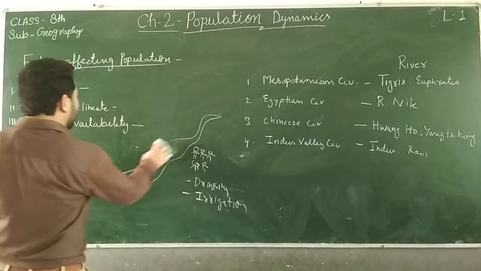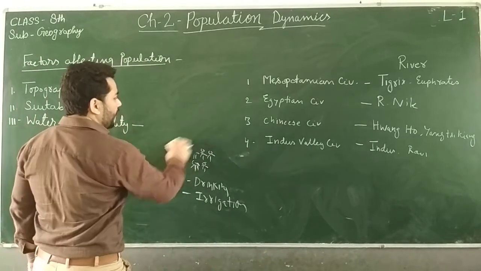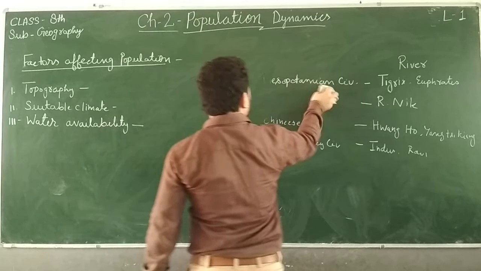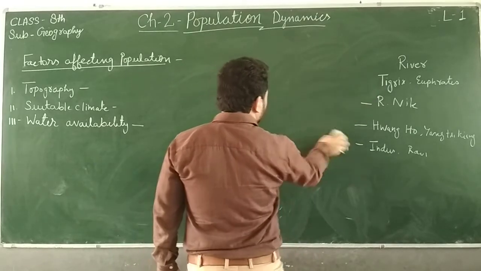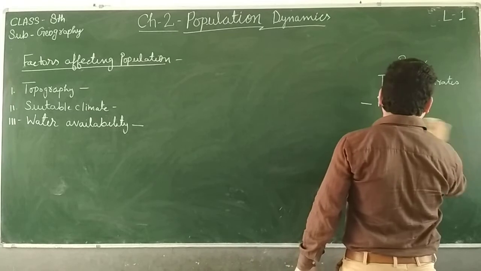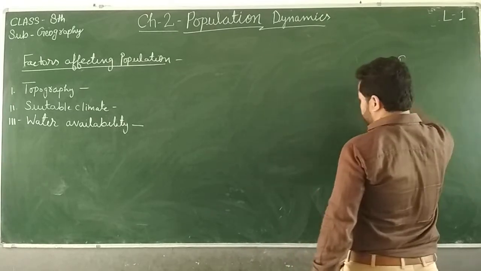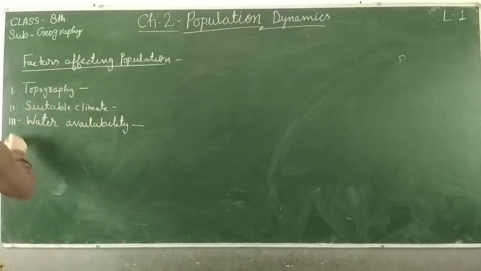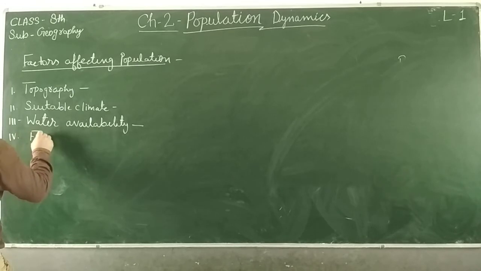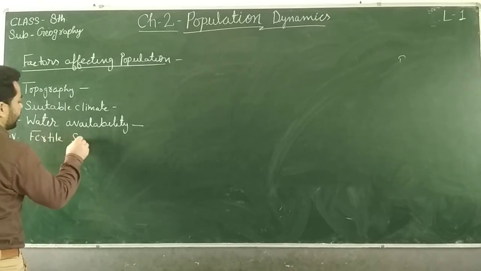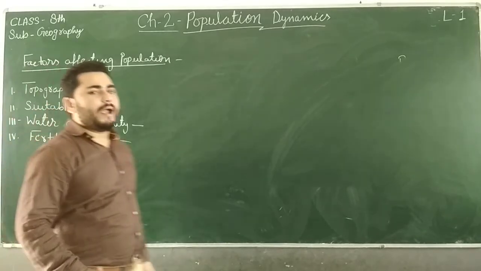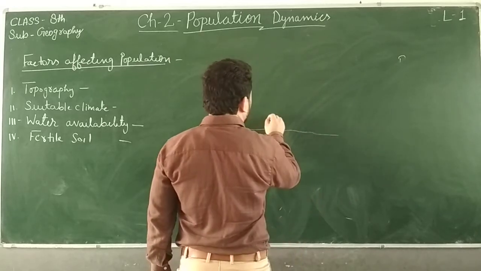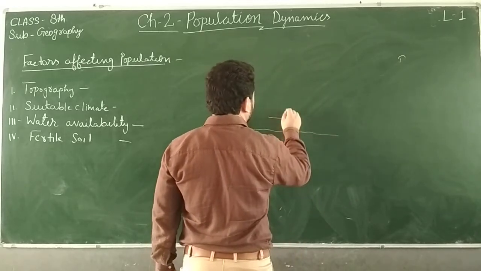Now next is fertile soil. Okay, fertile soil. So again, I have told you that still in today's world, especially in countries like India, the primary, or you can say the main occupation is agriculture, right? And agriculture will be practiced where the soil is fertile. So people will prefer to live at places which have fertile soil, so that they can practice their agriculture, right?